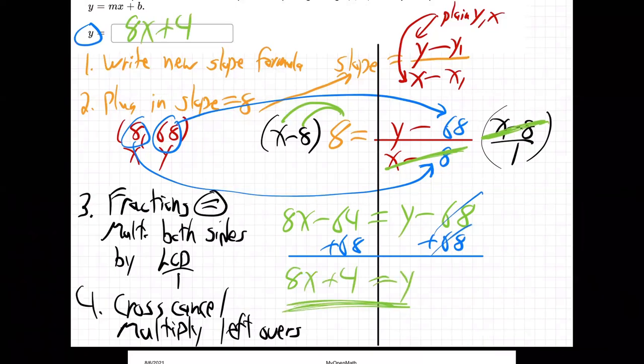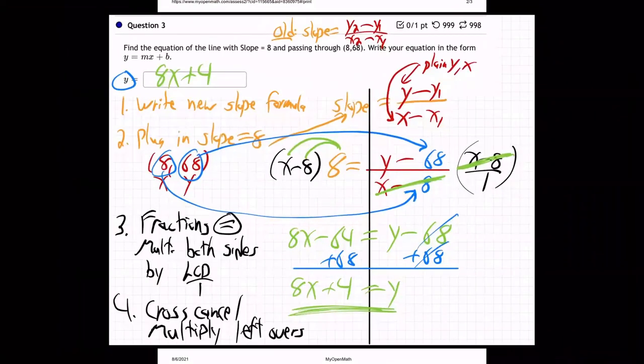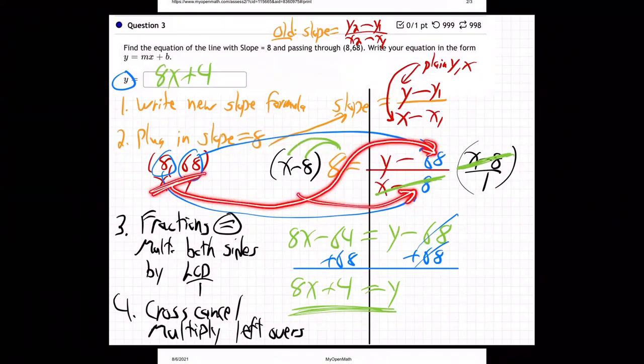All right, so let me recap. That's not easy. There's a lot of steps involved in that. From the beginning on this one, they gave us a point and a slope. So first thing is I write the new slope formula. It's like the old one that had y2 minus y1 over x2 minus x1, except I put the plain y and x in the front, which means you don't plug into them. You leave them plain y and x. Then you plug in the slope they gave you to the left side, and you plug in the point, x and y, into the y1 and x1 at the back.